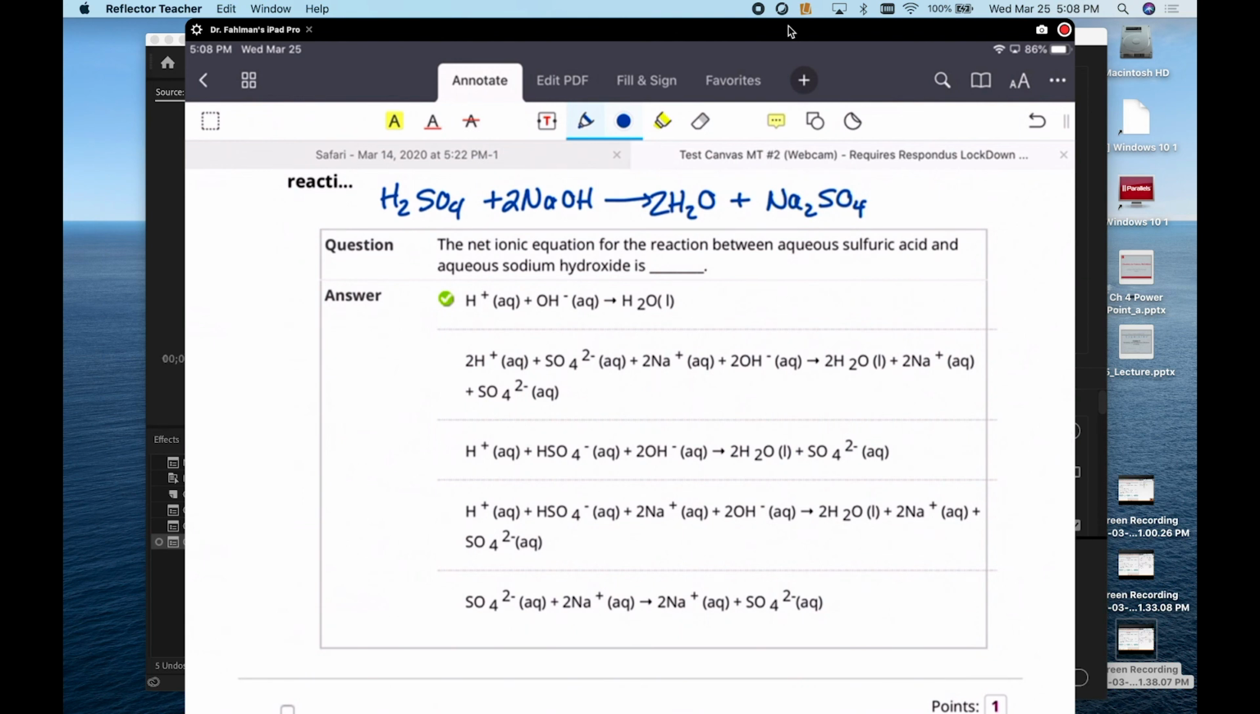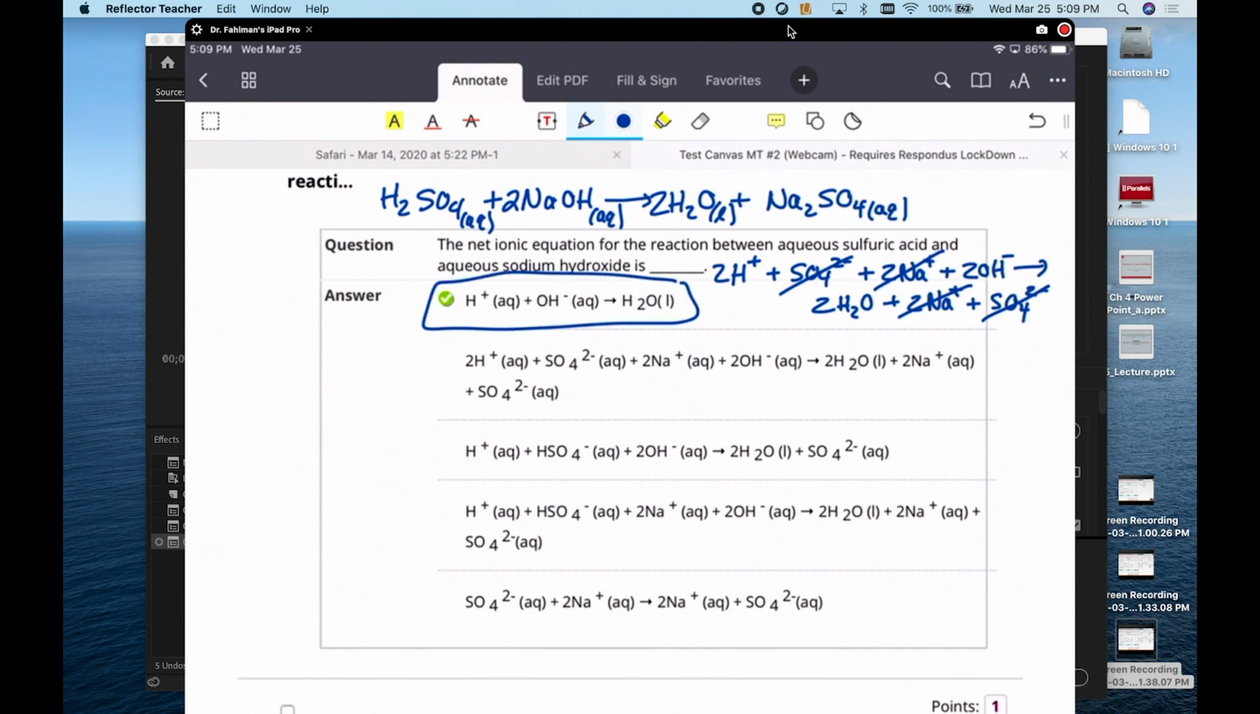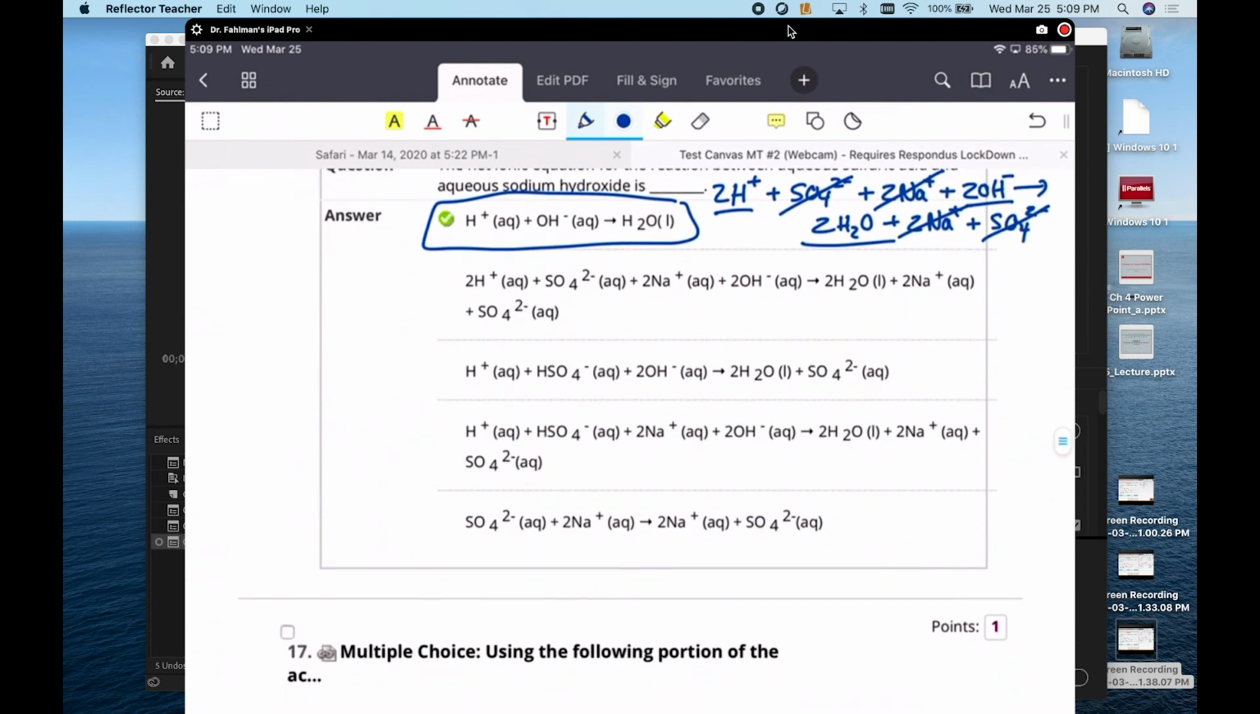Now you break it down. So you've got 2H plus, SO4 2 minus, plus 2 sodiums, plus 2 hydroxides, goes to 2 waters, so that stays together, plus 2 sodiums, plus sulfate. Okay, and then you cancel all the spectators, and you end up with that. So basically it's just proton reacts with hydroxide to give you water. And you can divide everything through by 2.